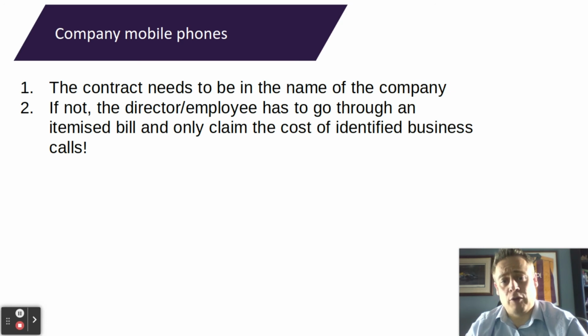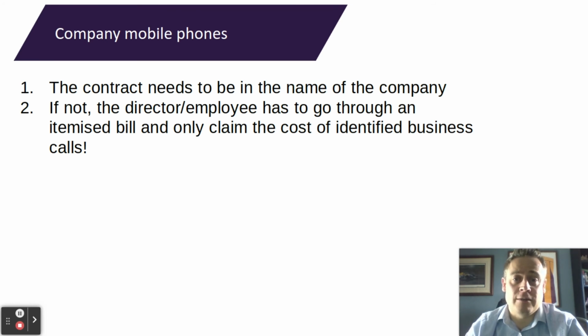If the director or employee has their own mobile phone and is trying to pass the cost back to the business, then the business can't simply meet the mobile phone bill, or if it does, an income tax benefit will arise. What should happen in that case is that the employee must get an itemized bill, highlight all of the calls that relate to business, and only claim for those calls. Now, as you can imagine, that will be a very onerous task. Not very many people want to do it, and it's a bit of an area that can trip you up in the event of a HMRC inspection.